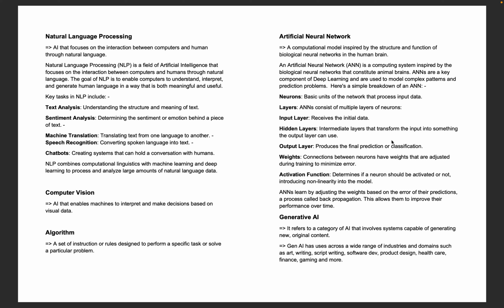Now we can see the artificial neural network, ANN, which is very important in the artificial intelligence field. There are basically neurons, which are the basic unit of the network and process the input data. And there are multiple layers like input layers, hidden layers, and output layers. These layers are responsible for receiving the data, processing it, and giving the final output.